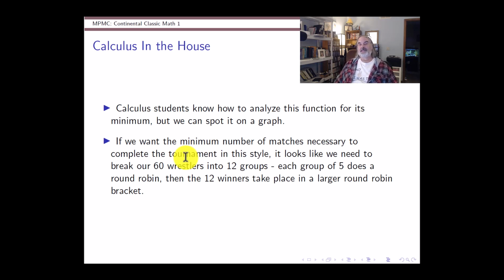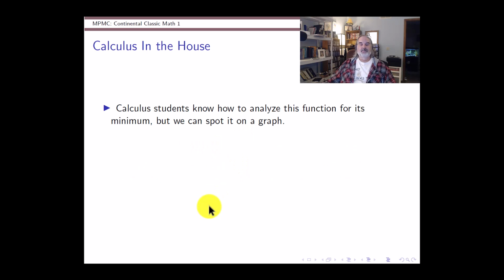Now that means you're taking 60 wrestlers, splitting them into groups of 5. Each of those groups does a round robin tournament that would itself take 1 plus 2 plus 3 plus 4, 10 matches to resolve. And then those 12 winners just get piled into one big round robin bracket to finish it out. That's how you can resolve this winner out of 60 wrestlers in the minimum amount of television time.